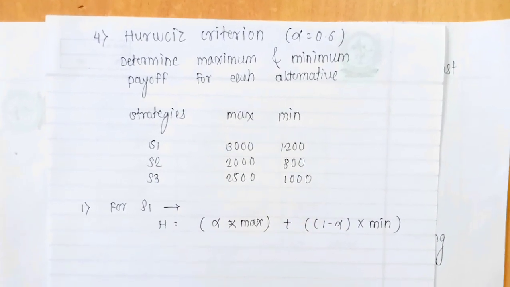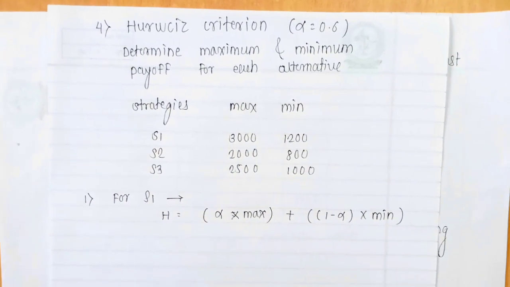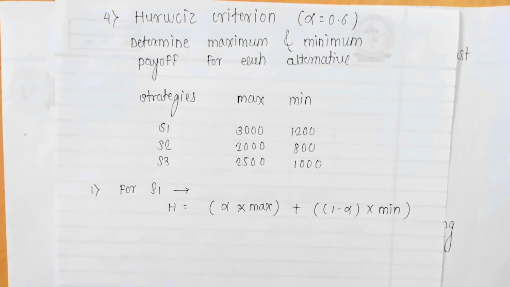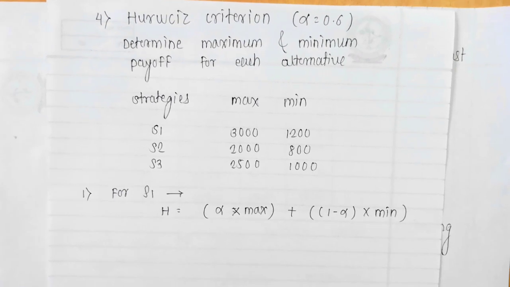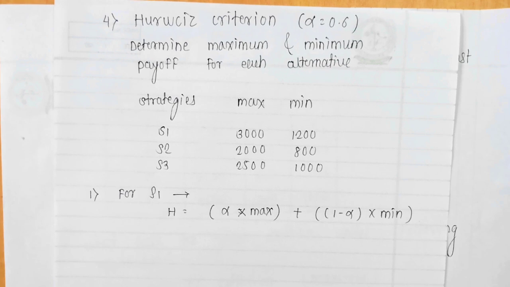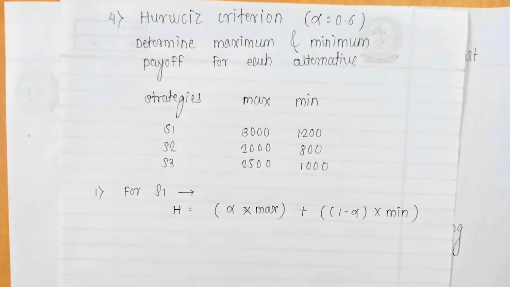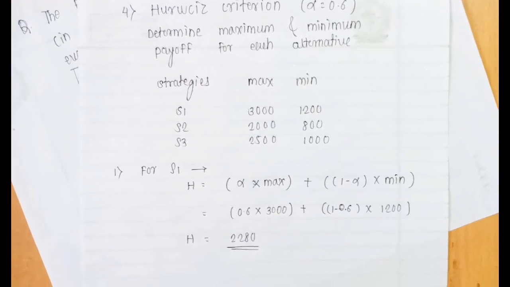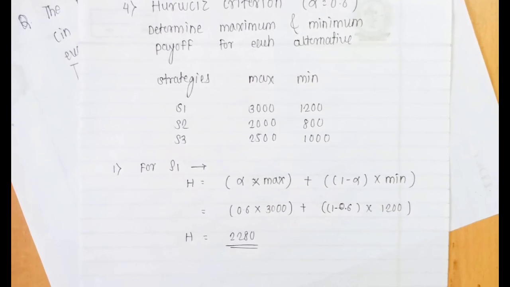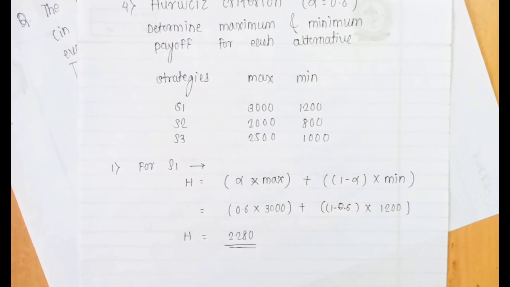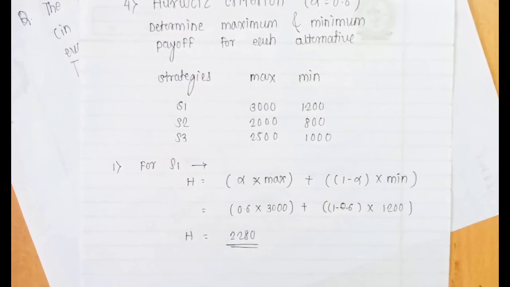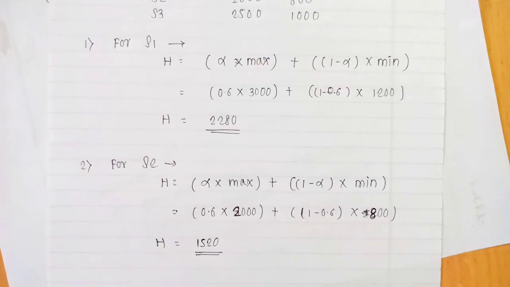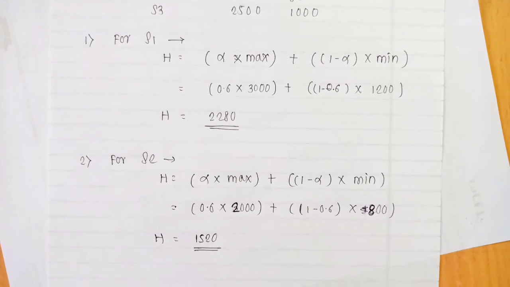Now we are going to find the Hurwitz criterion values for S1, S2 and S3. The formula is H equals alpha times the maximum value plus 1 minus alpha times the minimum value. We put in alpha equal to 0.6 and the maximum and minimum from strategy S1: 0.6 times 3000 plus 1 minus 0.6 times 1200. By calculating, we get the answer 2280.